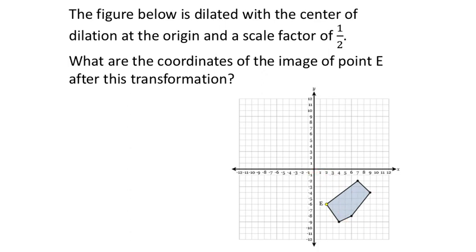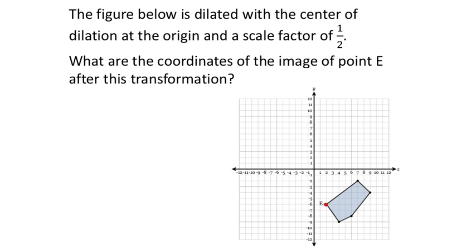But again, we're not comparing the sizes. Even though this has 5 points, and you can do all 5 points if you'd like, the question says, what are the coordinates of the image of point E after this transformation? Meaning, we only need to look at point E. The whole shape right there is really irrelevant to us because it's not asking for us to dilate the full shape. So we look at point E right here.